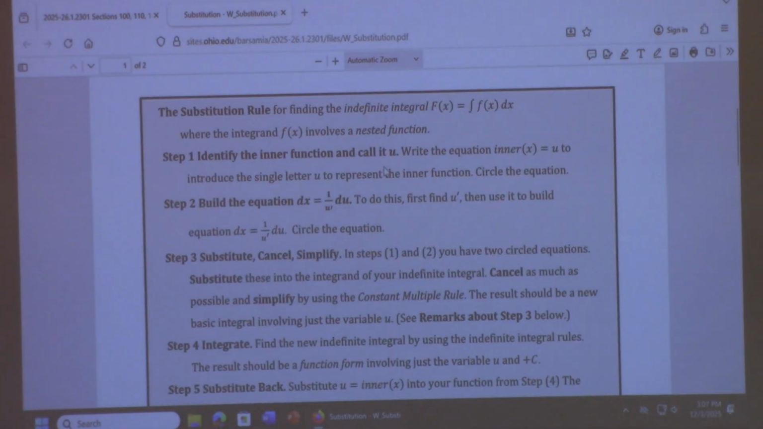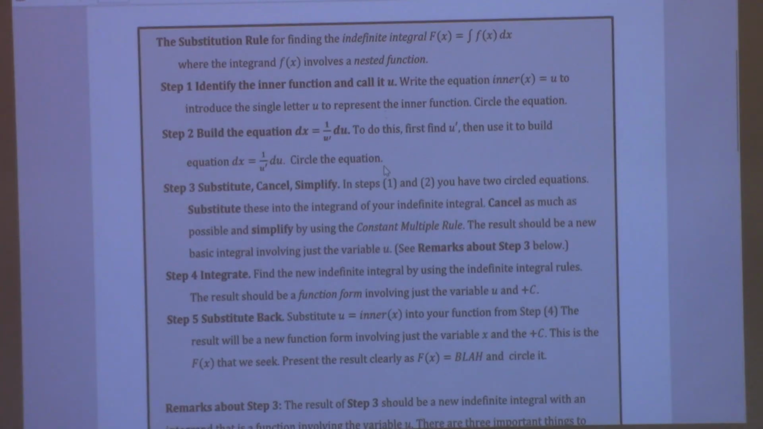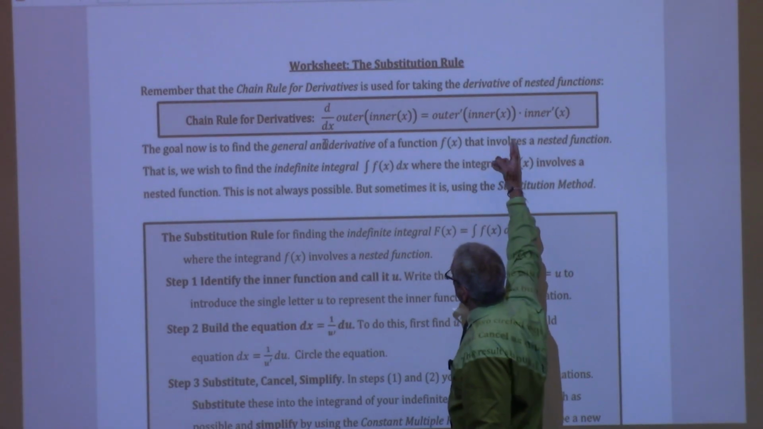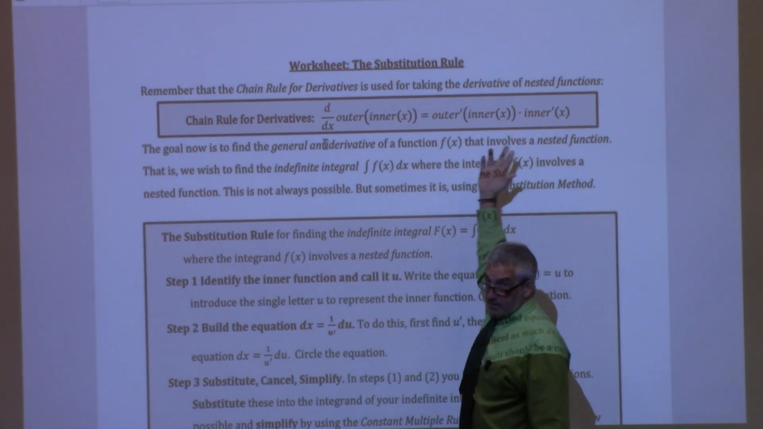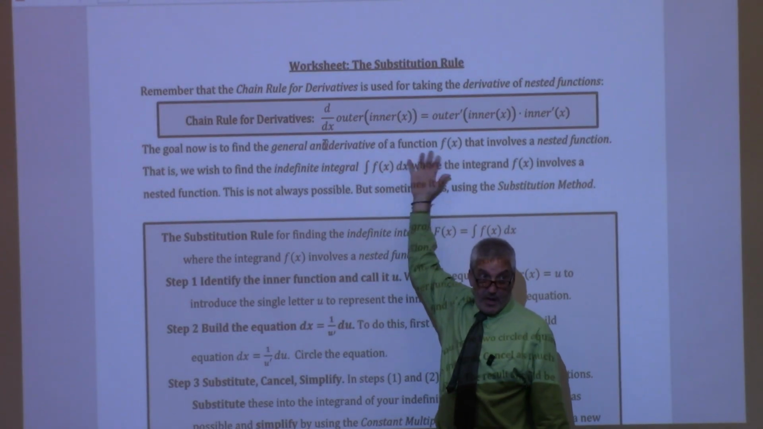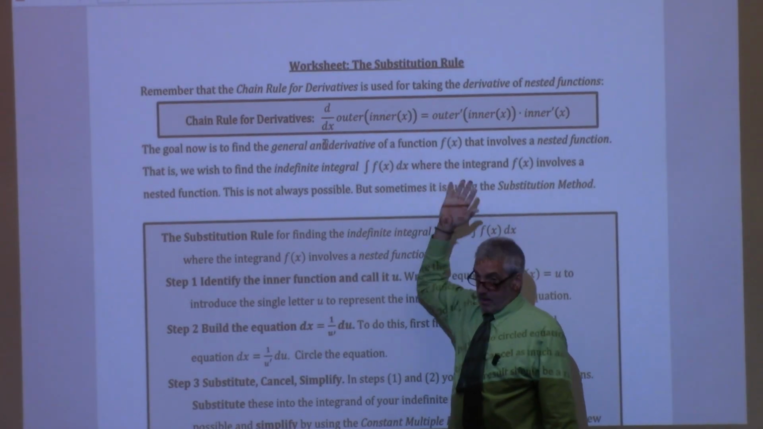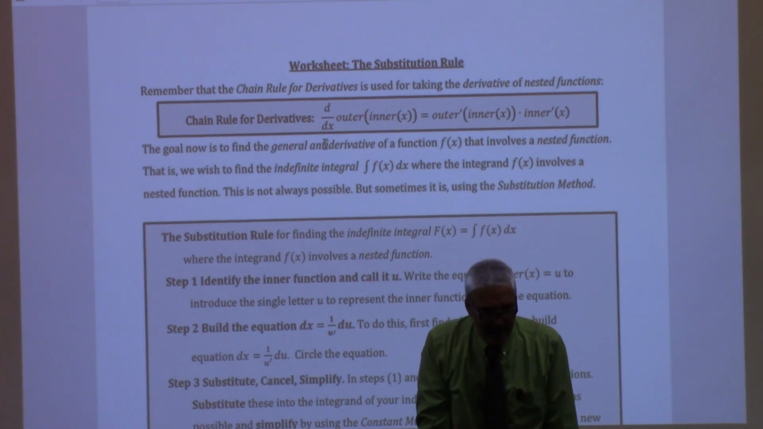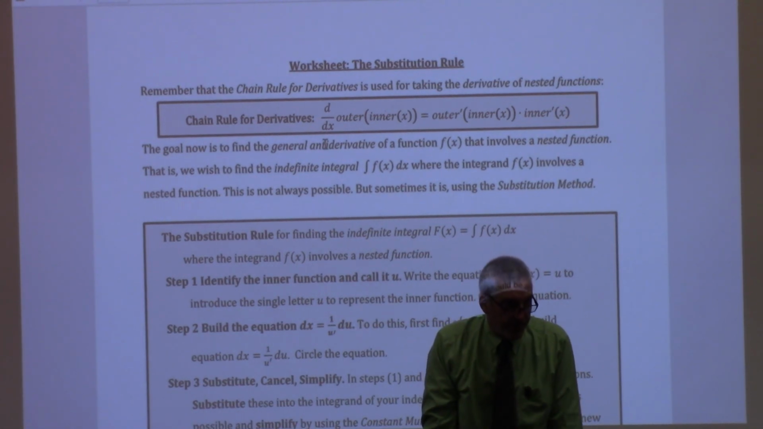So we have a new topic, the substitution rule, and I'm not going to go over this too much. I'm going to go over it in the context of examples. The idea is that we're familiar with how to find derivatives of functions that are nested. We use the chain rule. We've been doing that for a couple of months now. What about antiderivatives? How do you deal with finding an antiderivative or indefinite integral for a function that has a nested component to it?